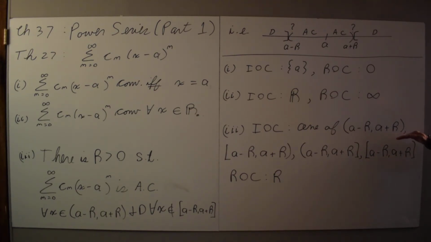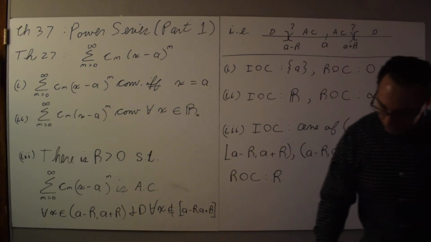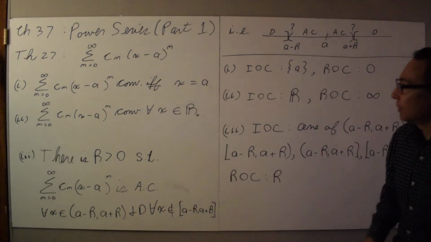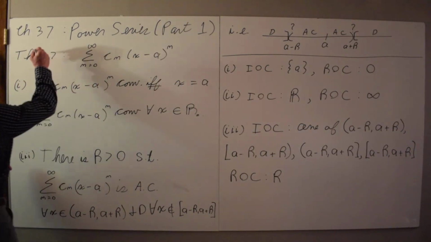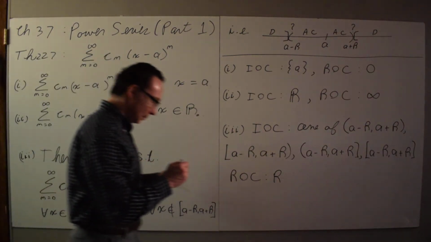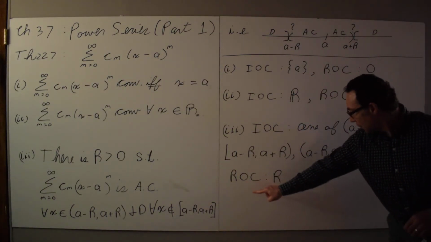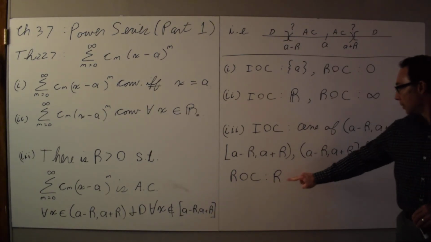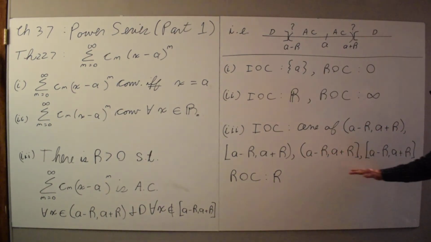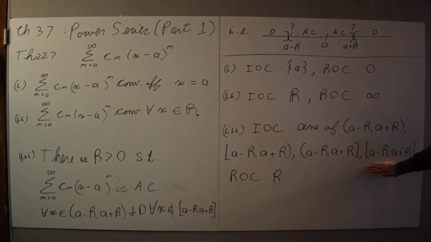So one of these four things will happen if we have case 3 from Theorem 227. This is Theorem 227. And in this third case, the radius of convergence is always r. So the length of any one of these intervals is going to be r.